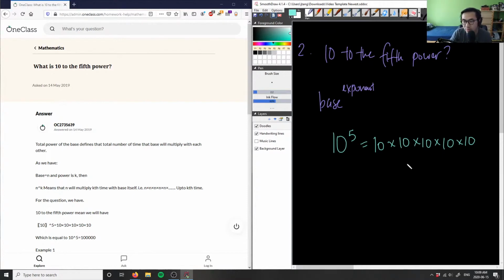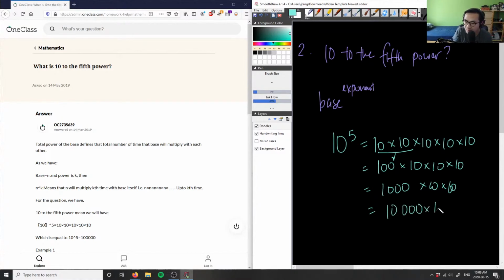Now we can solve this problem. 10 times 10 is 100, times 10 times 10 times 10. Again, 100 times 10 makes 1,000, times 10 times 10. 1,000 times 10 is 10,000, times 10. And finally, 10,000 times 10 is going to equal 100,000. So this is going to be our solution.